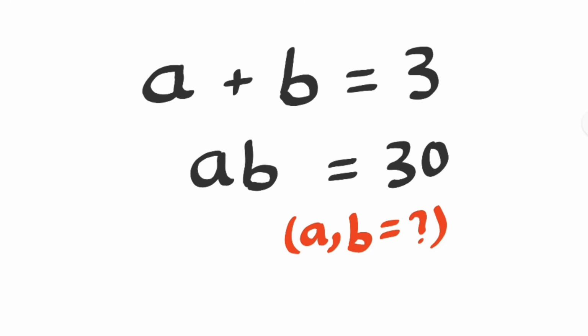Hi everyone, welcome back. In this video, we want to find the value of a and b from this given nice math algebra problem. A plus b is equal to 3. Then ab is equal to 30.